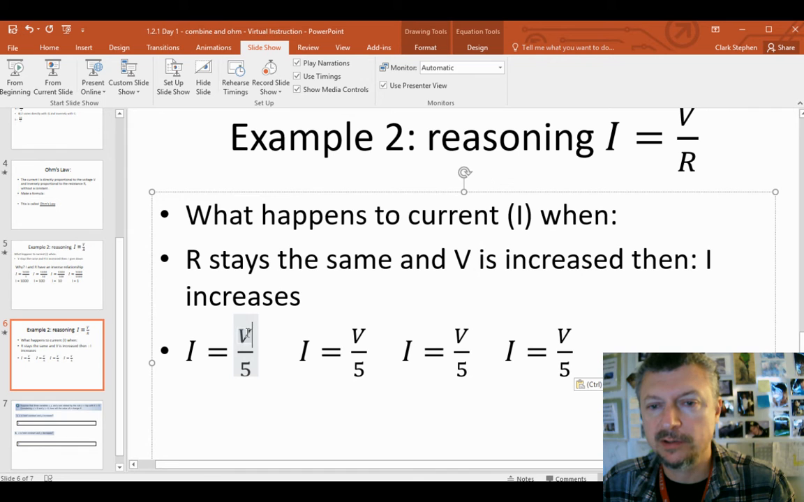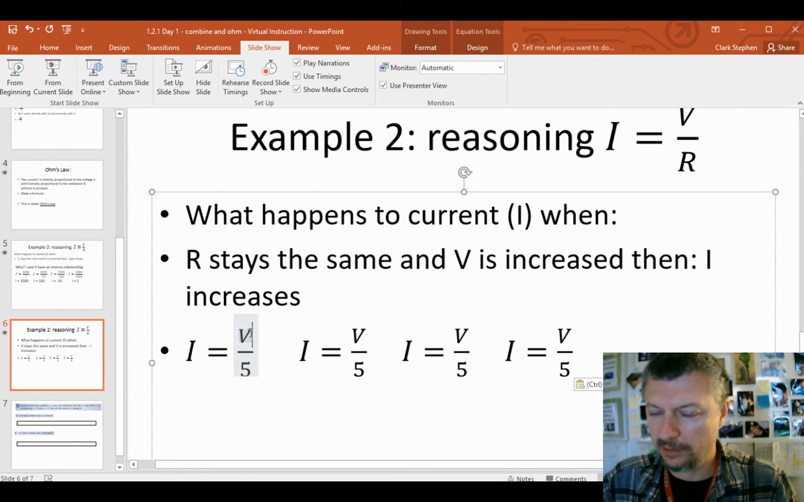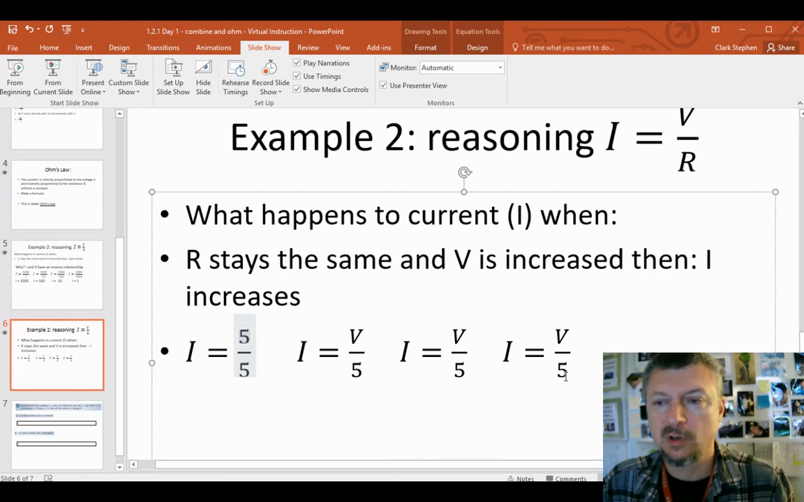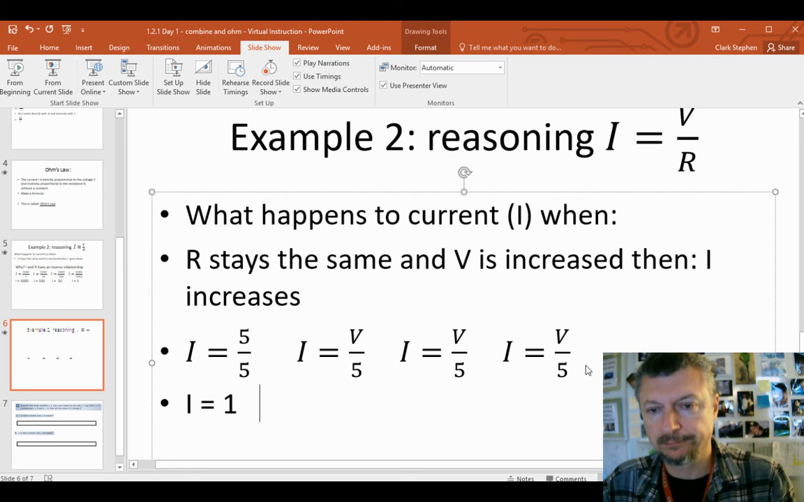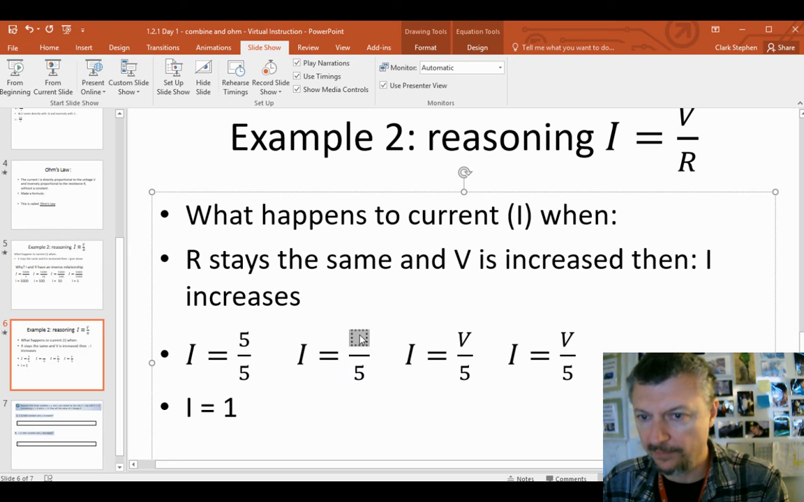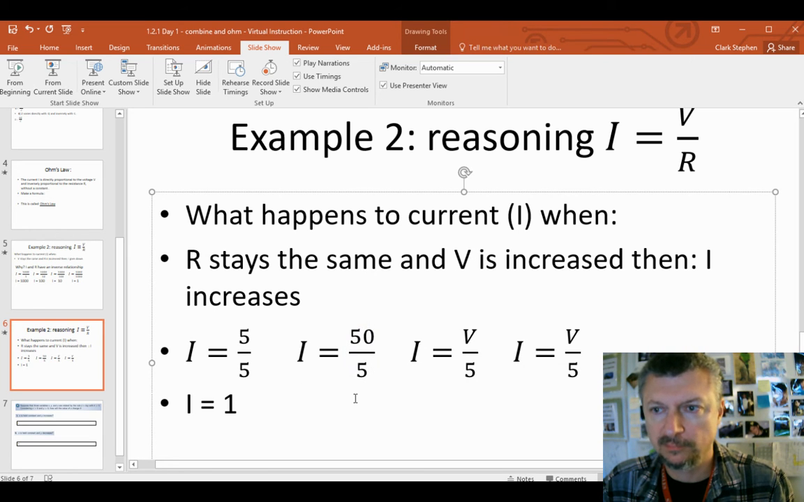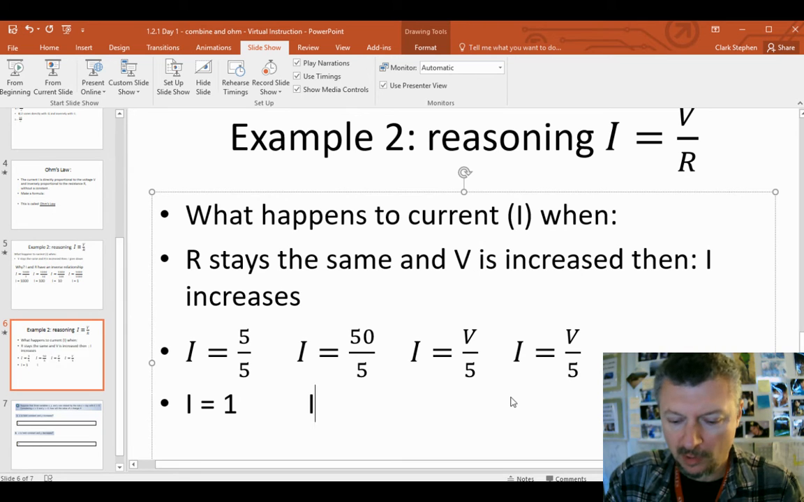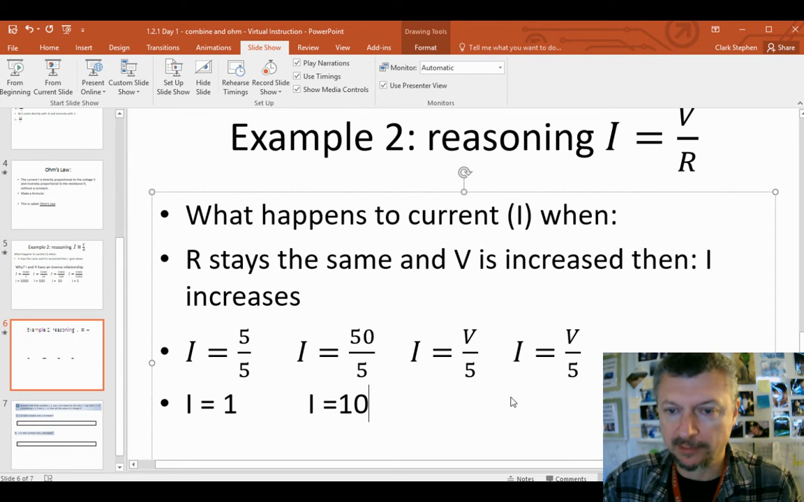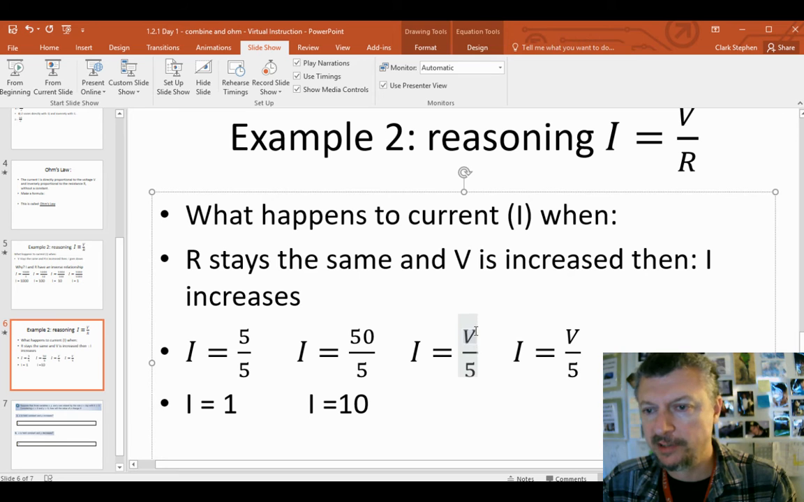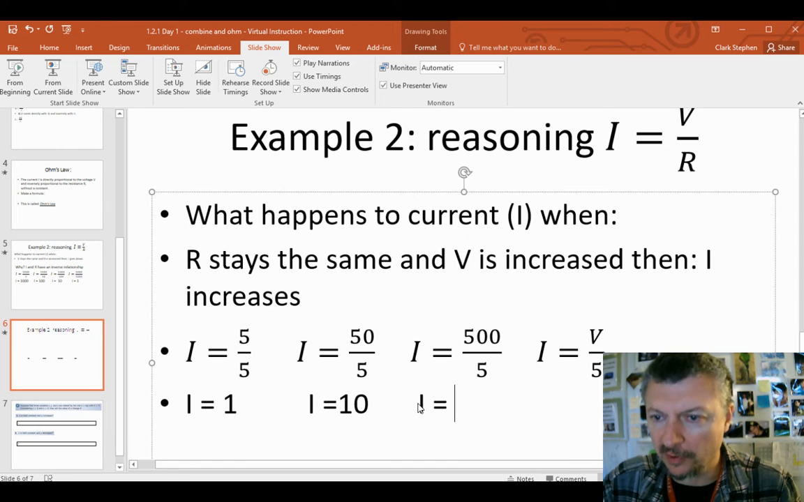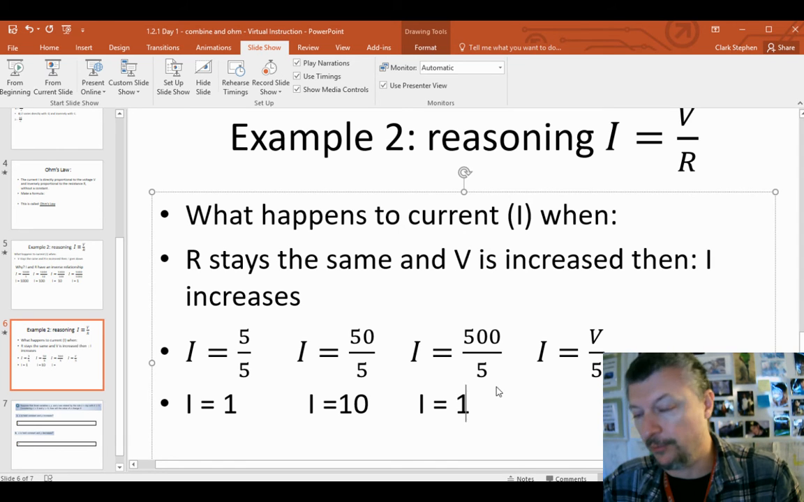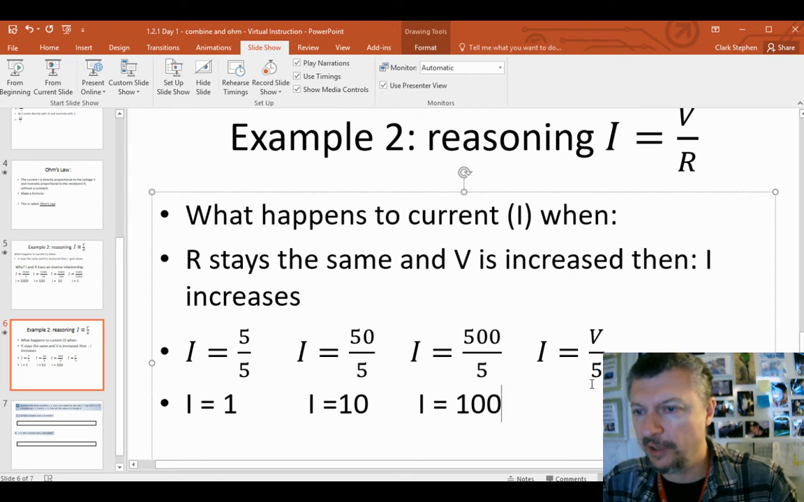Let's say V is 5. Okay, so you know 5 divided by 5, 1. And let's say V is 50. Going up. So V is going up. 50 divided by 5 is 10. And let's say V is 500. You probably got the point by now, but I'm going to keep going. 500 divided by 5 is 100. Right, so V is going up, I is going up.